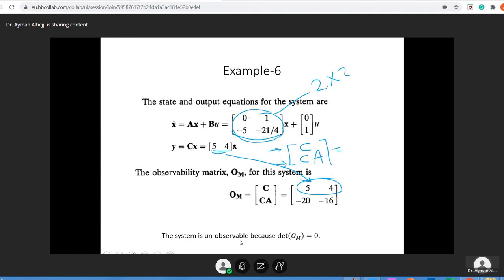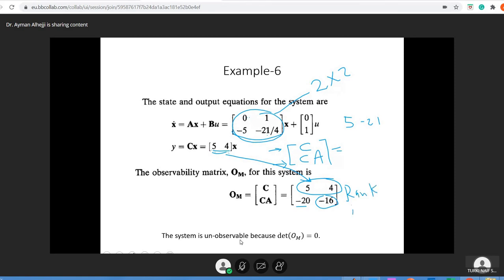Now multiply 5 times 1, 5. And 4 times minus 21 over 4, which gives us minus 21, which makes minus 16 here. Now you can see this matrix has full rank. The rank now is full, right? All the rows are there.